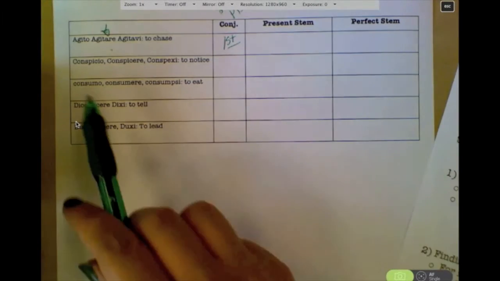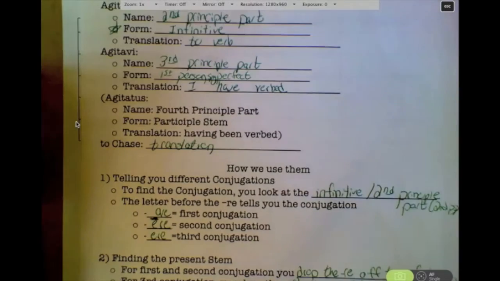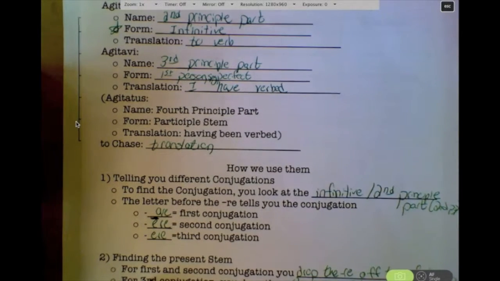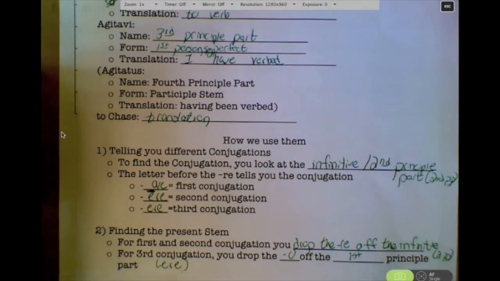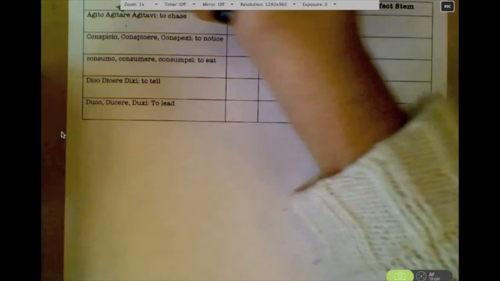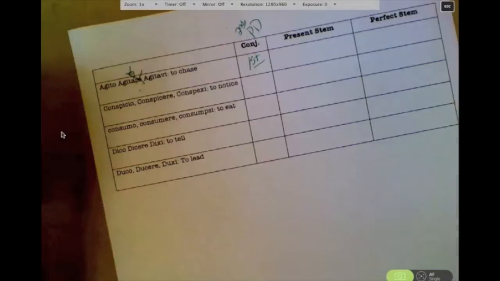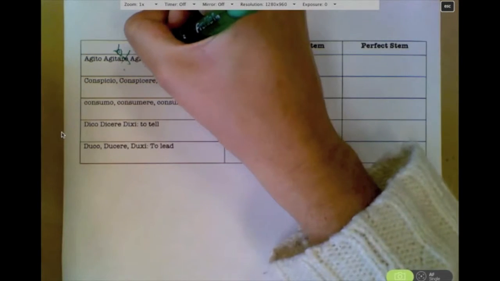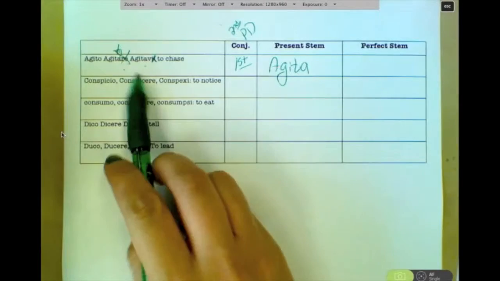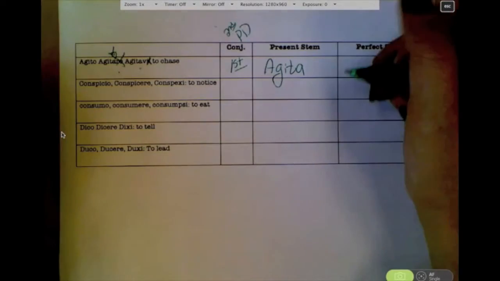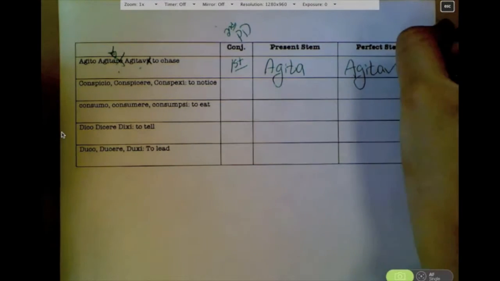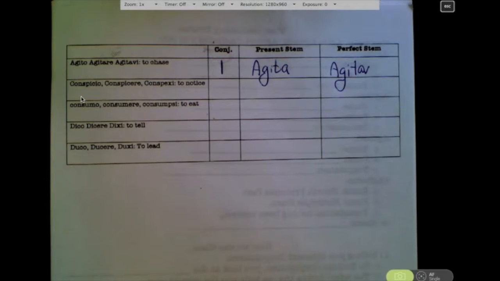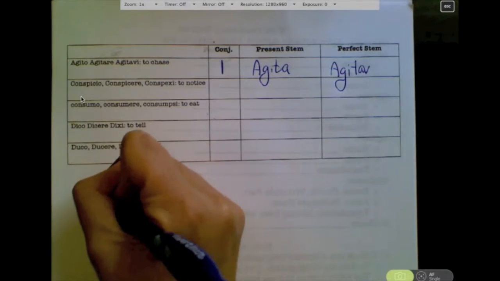Okay, then I'm going to find the present stem. In order to find that, I look at the second principal part because it's a first conjugation word. I'm going to drop the RE off the infinitive. So I look at the second principal part and it's agita. And then the perfect stem, drop the I, it's agitav. Good.